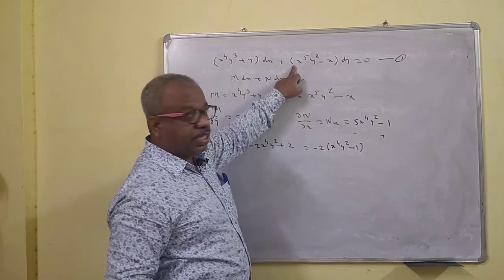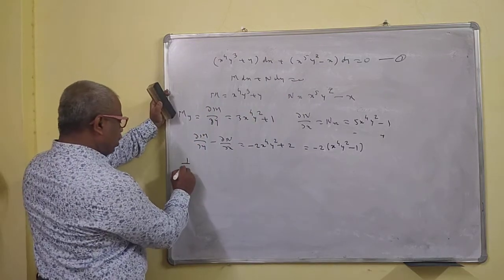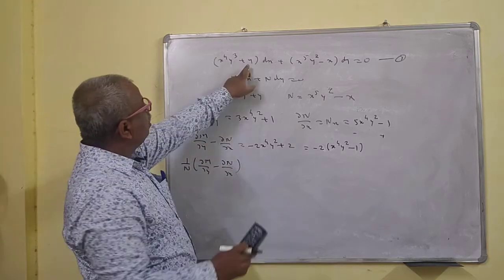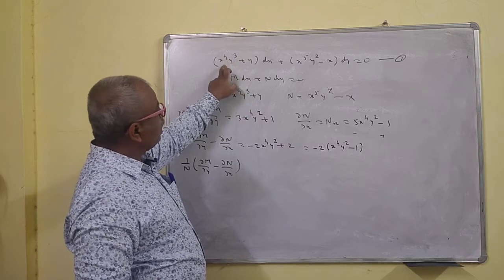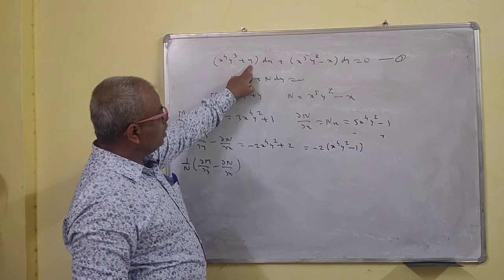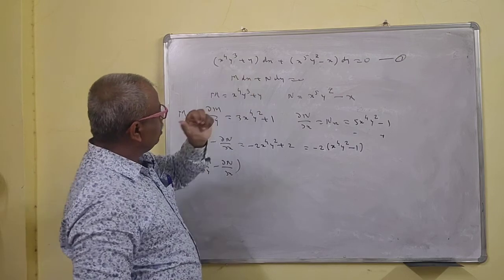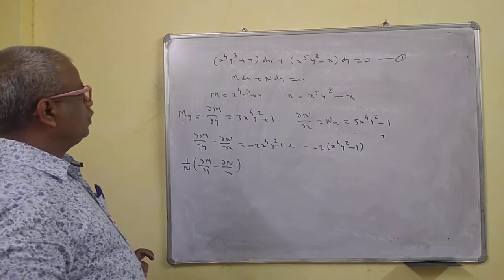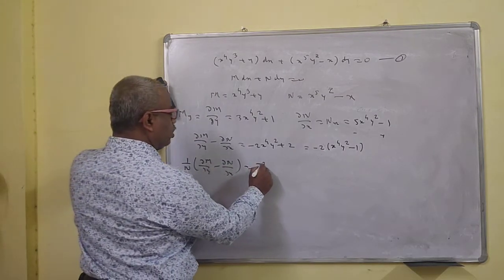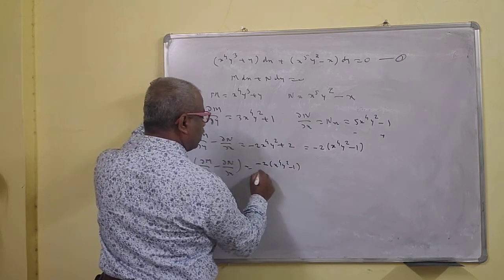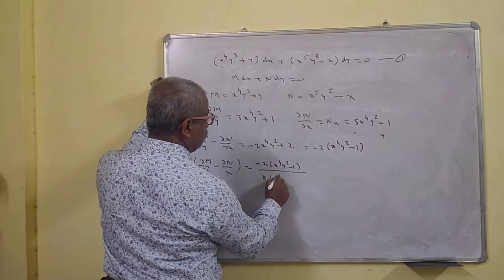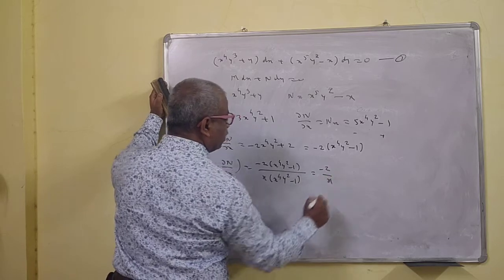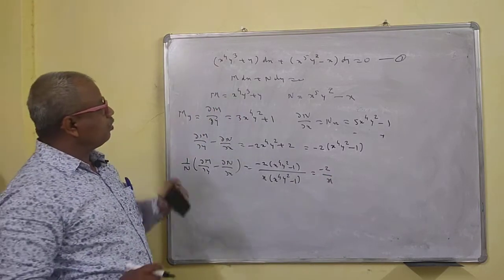Now if you take x common, we will do 1 upon N times (∂M/∂y minus ∂N/∂x). Because if we take y common, y^2, the x^4 y^2 has y also. Taking x common also works. So minus 2 (x^4 y^2 minus 1) upon x (x^4 y^2 minus 1), which is minus 2 by x.